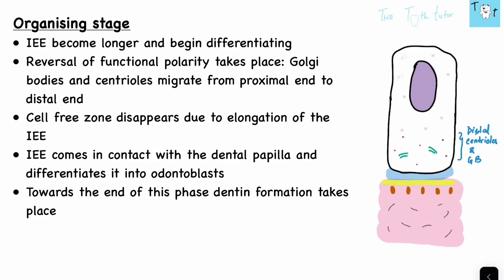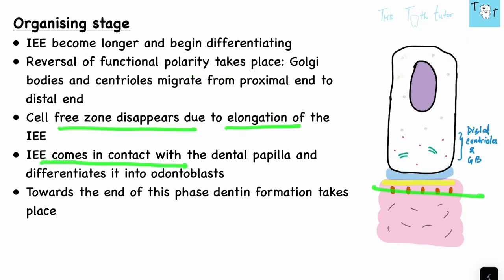So the inner enamel epithelium becomes longer and begins differentiating. Okay, reversal of functional polarity. What is reversal of functional polarity? It is the migration of the cell organelles from the proximal side to the distal side. Okay, the cell-free zone disappears. So that zone has disappeared due to elongation.